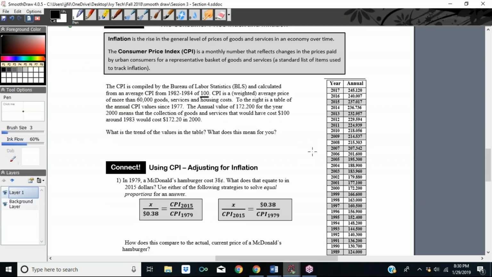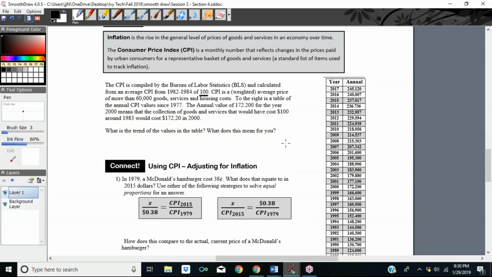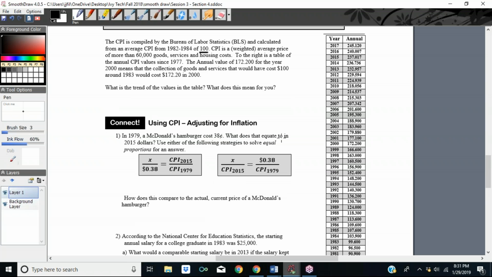To the right is a table of the annual CPI value since 1977. So it goes 1977 all the way up to 2017. The annual value of 172.2 for the year 2000 means that the collection of goods and services that would have been $100 in 1983 would cost $172 in 2000. And then in 2017, it would be $245.12. So it says, what is the trend? Well, we can see that this CPI is going up, and that means that the cost of goods and services is increasing.